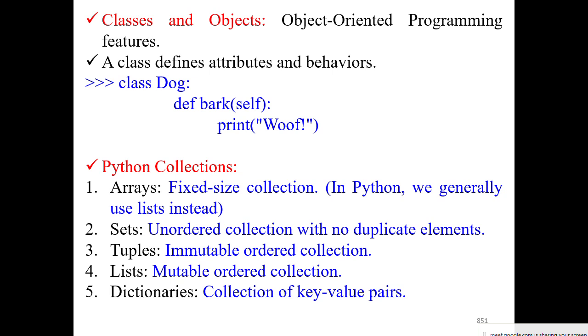So here, Python collections are 5 types. Arrays are fixed-size collections; in Python we generally use lists instead. Sets are unordered collections with no duplicate elements.